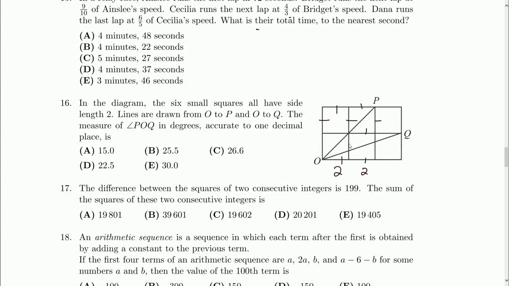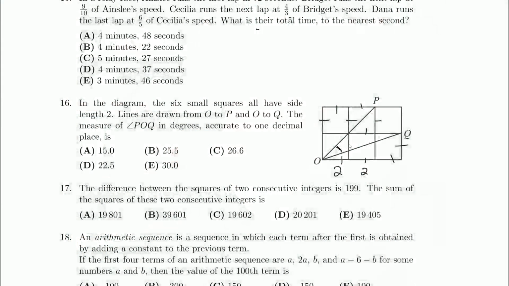Lines are drawn from O to P and O to Q. The measure of POQ in degrees, accurate to 1 decimal point. We don't actually need the 2. We just need to know that these are all squares. But I mean, the 2 could be helpful if you really wanted it. So accurate to 1 decimal place, so immediately I'm reaching for my calculator. Unless I get very lucky, I'm going to probably have some weird trig thing that I'm going to have to just compute with my calculator, and there'll be no other way around it. But let's see where this goes.